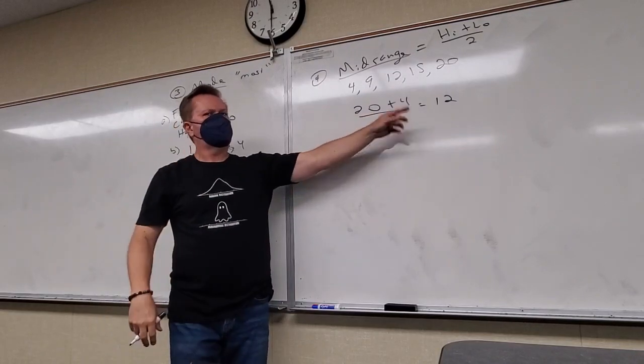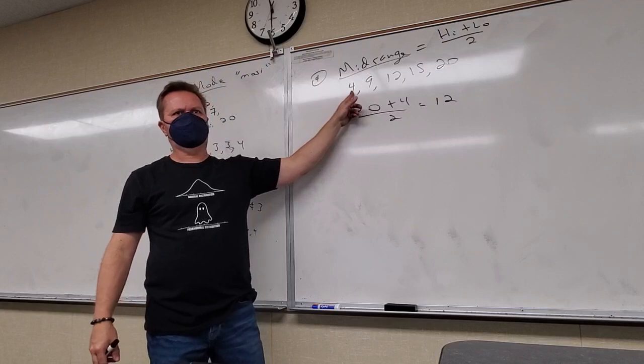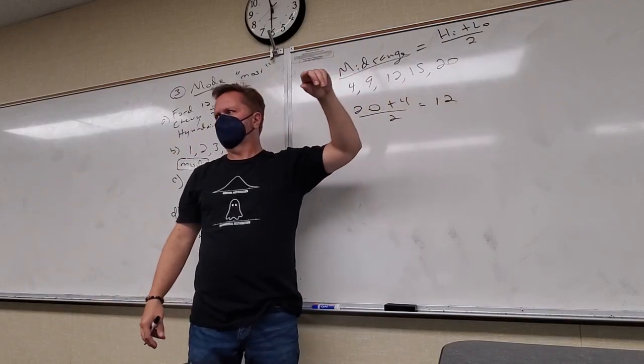So the range is high minus low. Mid-range is the middle of those two. So the formula for mid-range is high plus low divided by 2. You average those two together. Now real quick, how far is 12 away from the lowest number? How far is 12 away from the highest number? So it's right in the middle.